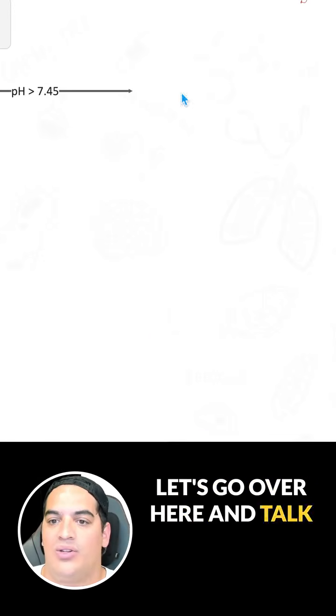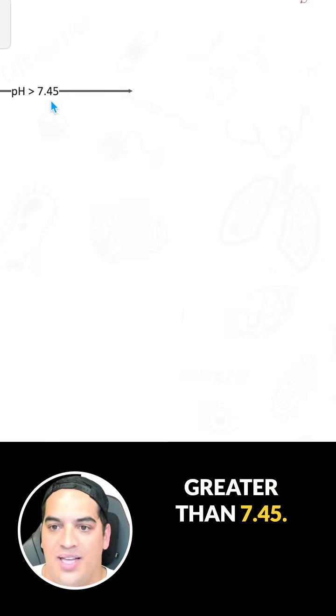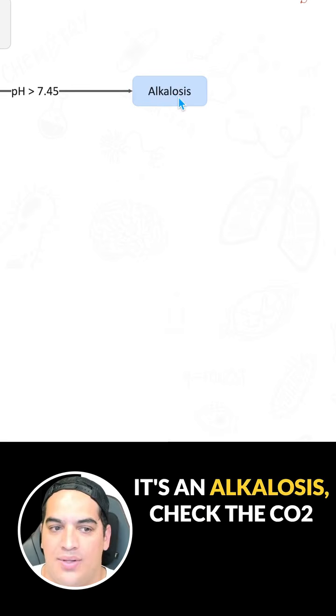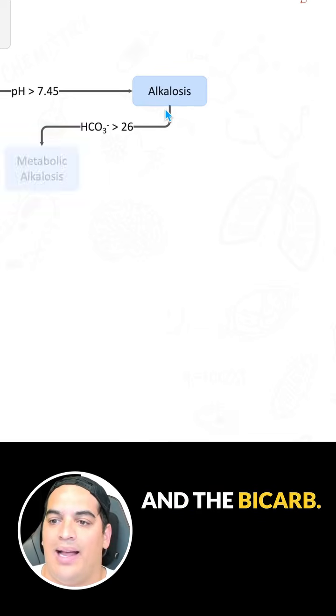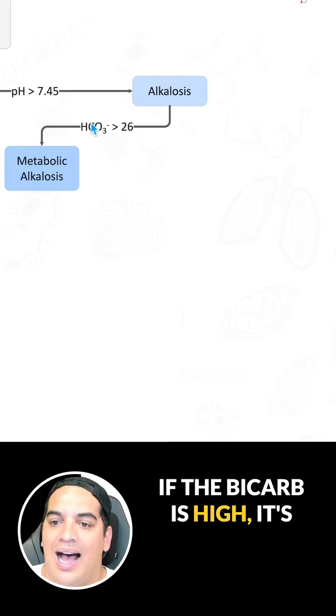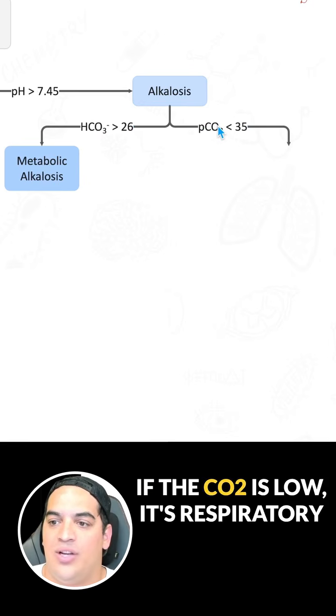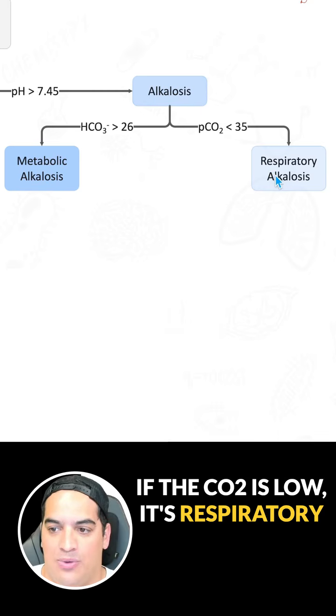Let's go over here and talk about the other primaries. Greater than 7.45, it's an alkalosis. Check the CO2 and the bicarb. If the bicarb is high, it's metabolic. If the CO2 is low, it's respiratory alkalosis.